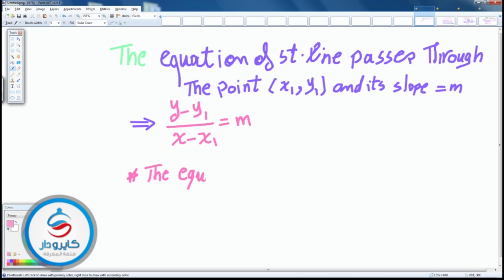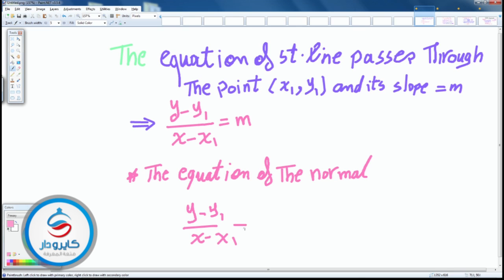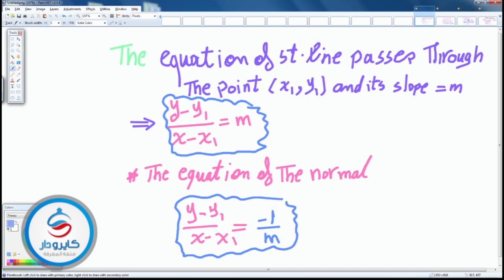And now we discuss the equation of the normal. It will be y minus y1 over x minus x1 equals, by the way, here is m, but here it is negative 1 over m. Now this is the equation of the straight line, and this is the equation of the normal to this straight line, meaning perpendicular to this straight line.